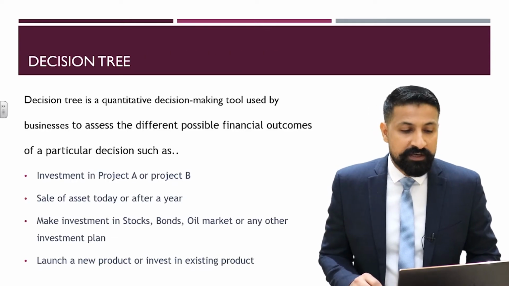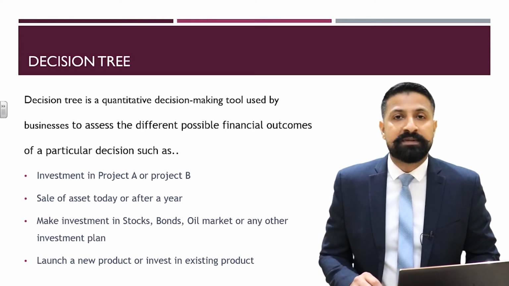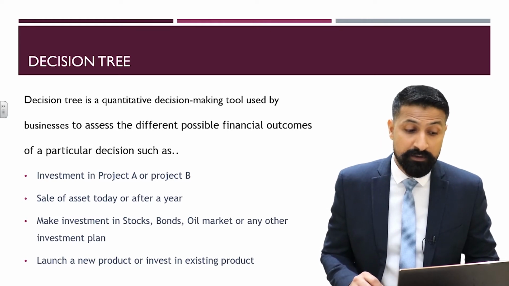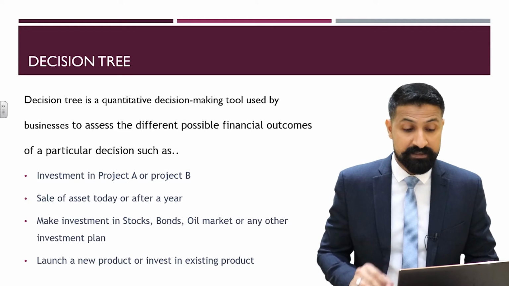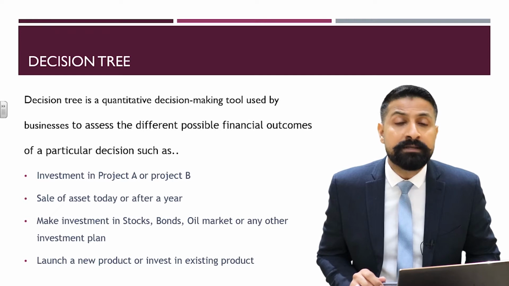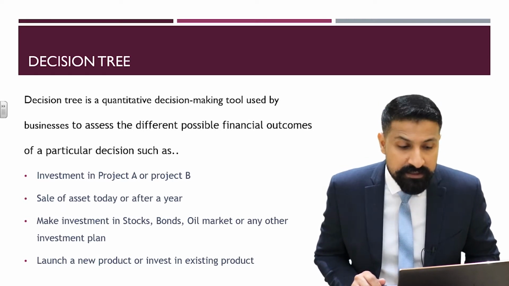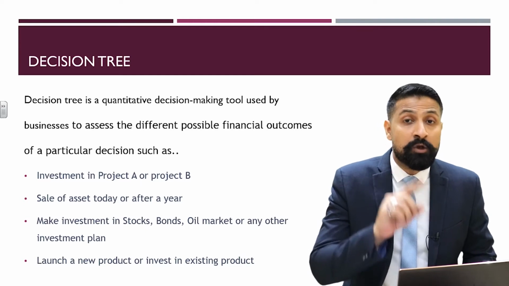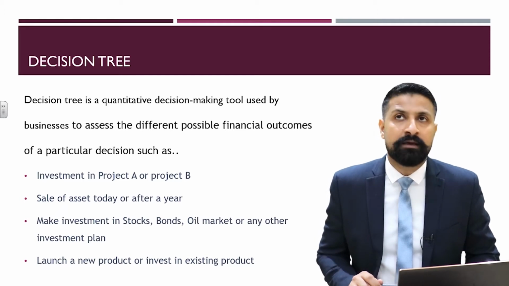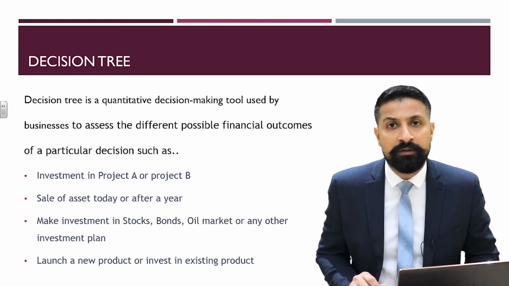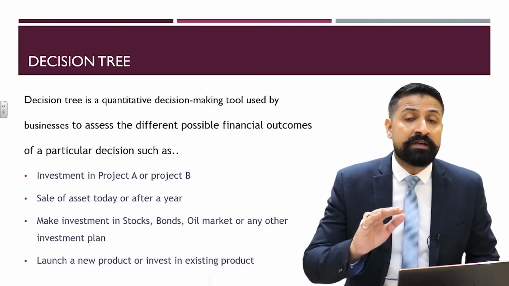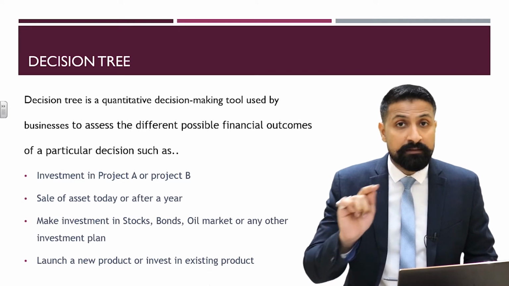Decision tree is a quantitative decision-making tool used by businesses to assess the different possible financial outcomes of a particular decision. I will discuss examples with you, but keep in your mind that decision tree is basically a quantitative analysis tool. A quantitative tool used by the business. It is not a qualitative tool. Quantitative tool means numbers are involved directly. You will make all your judgments based on these numbers, the figures, the probability, and so on. Anything related to quality has nothing to do with the decision tree.